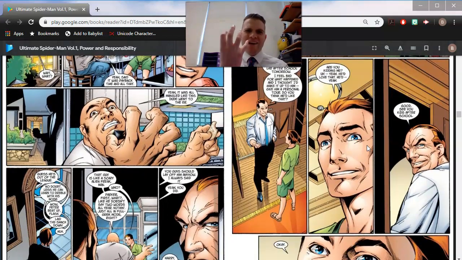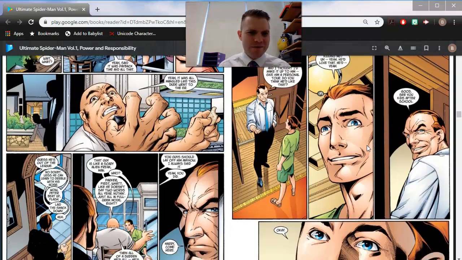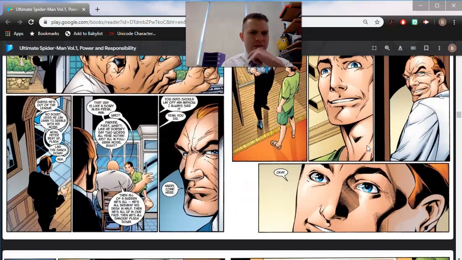Wow, broke his hand. Yeah, it was all mangled like this. Dude went to the ER. Guess he's out of the league. No doubt, unless he can learn to dribble with his nose. Wow, Peter beat up Flash. Laid the smack down.